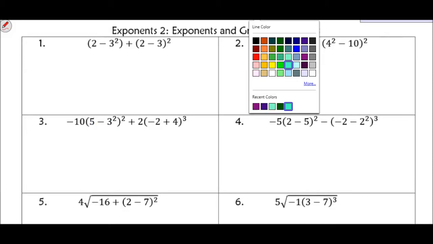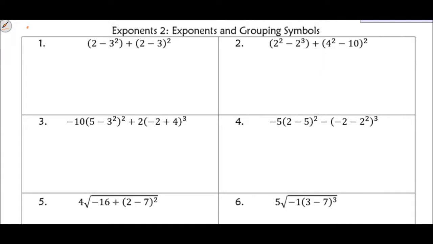Let's change the colors. Let's go with orange. We still have to follow GEMDAS, so we're going to do everything in the parentheses. When I have parentheses that are separated by addition like that, I know I can do those two things separately. I know they're not going to actually interact with each other aside from that addition. So I'm going to do everything inside of here, everything inside of there separately, and then I'm really just going to add those two together.